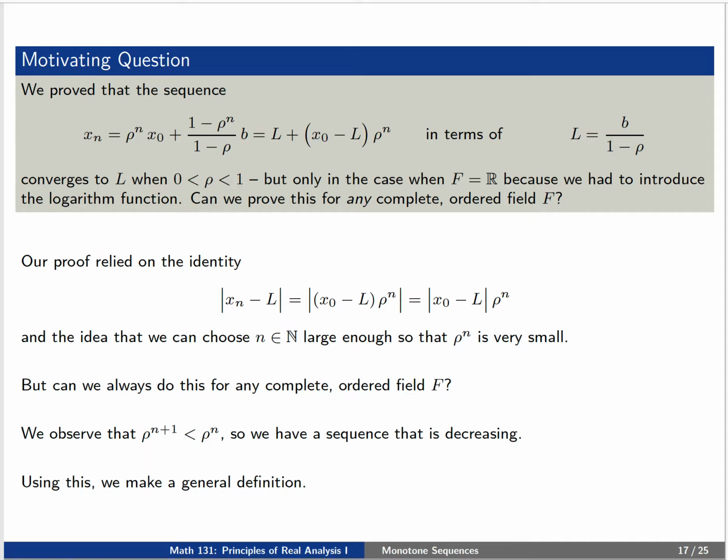Well, the idea is that as long as rho is between 0 and 1, then rho to the n plus 1 is less than rho to the n. So the idea is that we have a sequence that is decreasing. Our sequence gets smaller and smaller and smaller. So yes, we do expect to be able to find an n, so this works for any complete ordered field. Using this motivation, let's make the following very general definition.